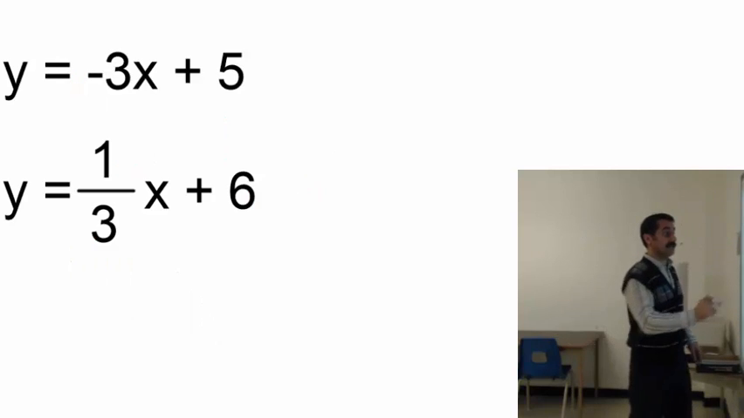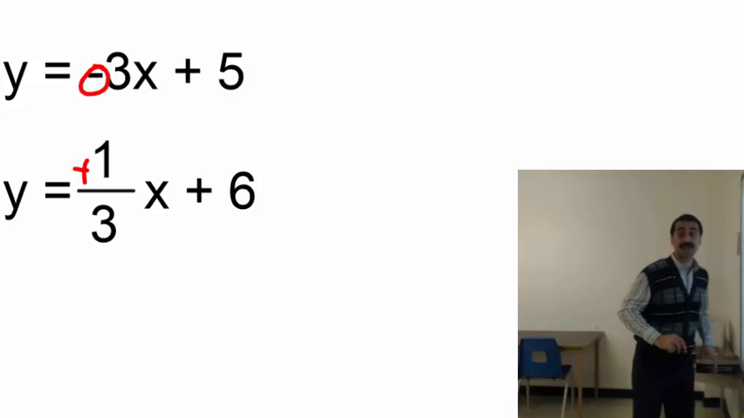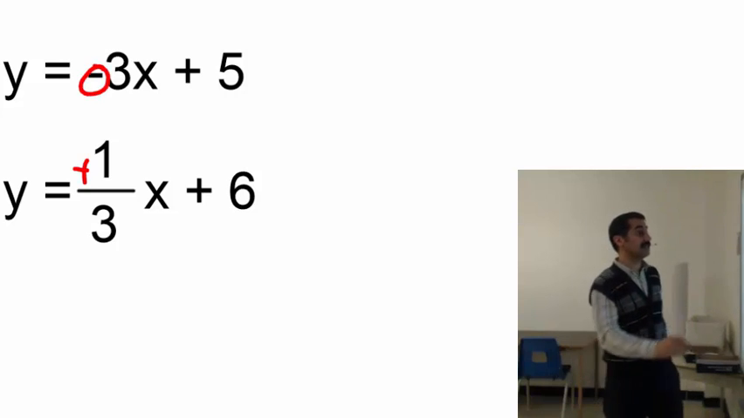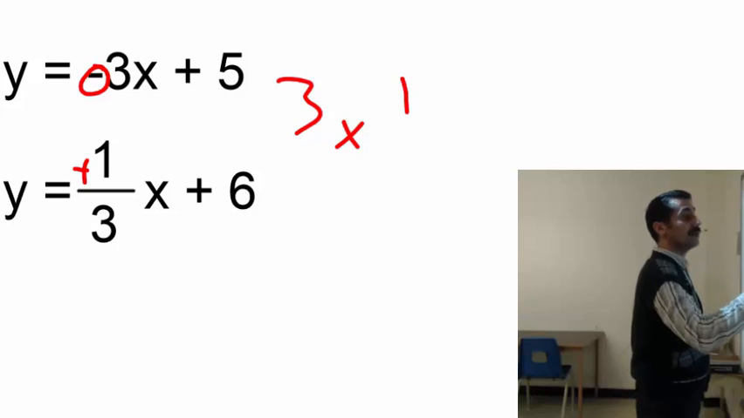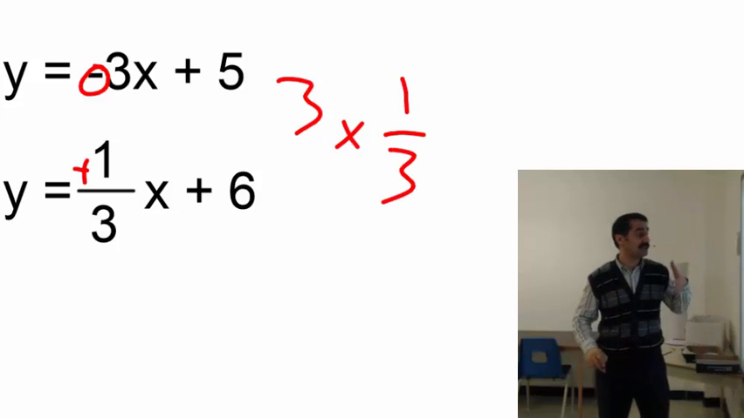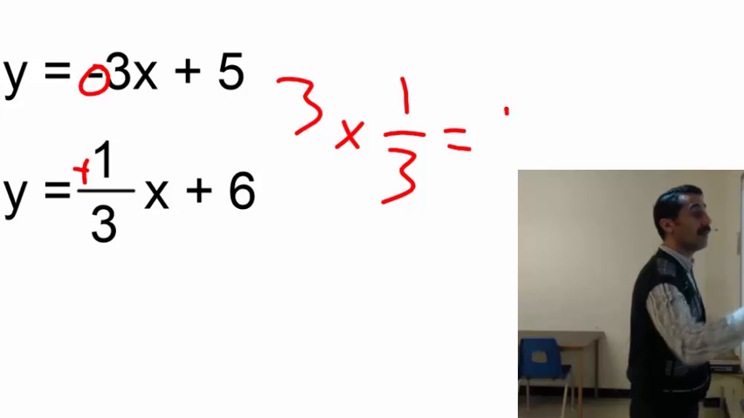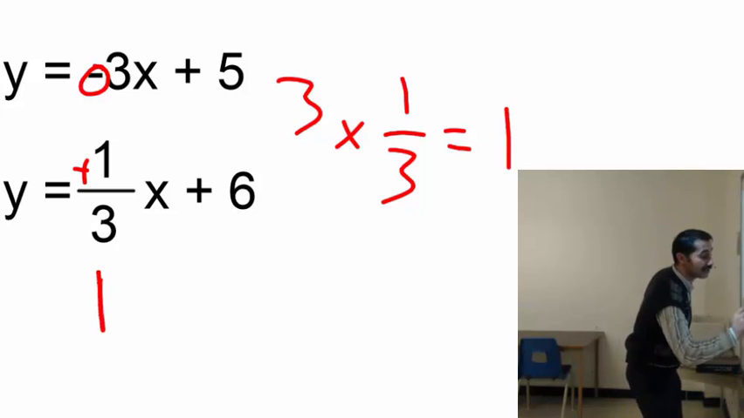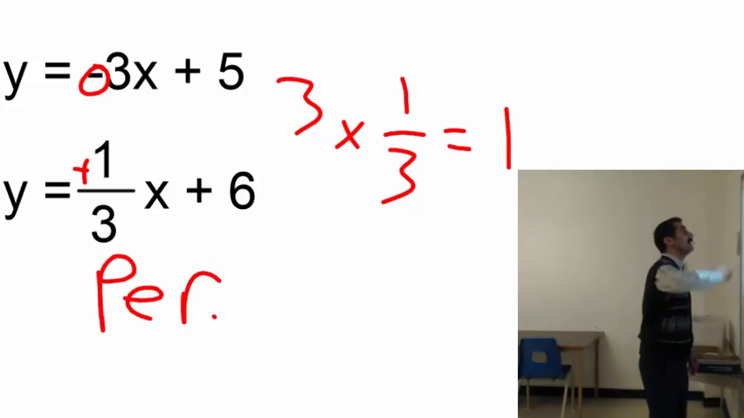And I see the positive sign here, negative sign here, these two can be perpendicular. 3 times 1 over 3, multiply the slopes, you will be getting 1. So these two lines are perpendicular.